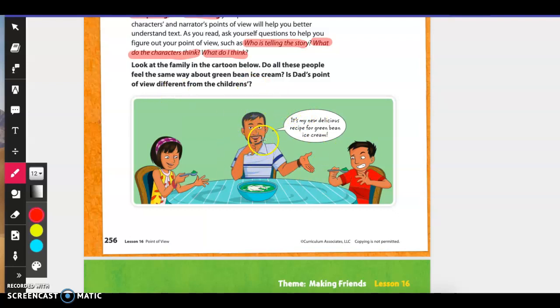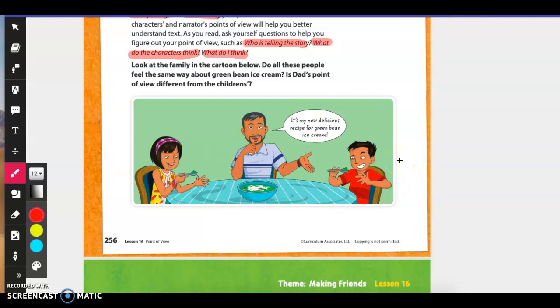Dad has a smile on his face. His face looks happy. And he says, "It's my new delicious recipe for green bean ice cream." Now the sister sitting over here, she has a spoon in front of her and she has a smile on her face and her face looks soft. She doesn't look upset, so we can tell that she looks like she's going to like the ice cream.